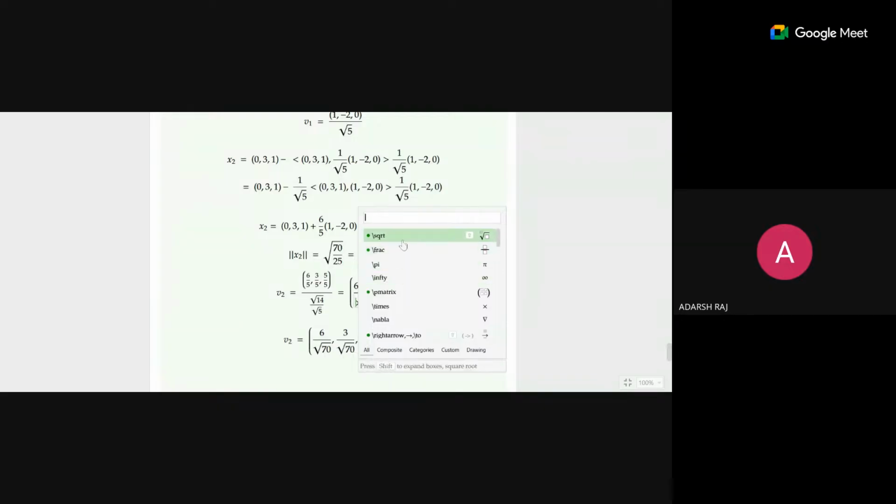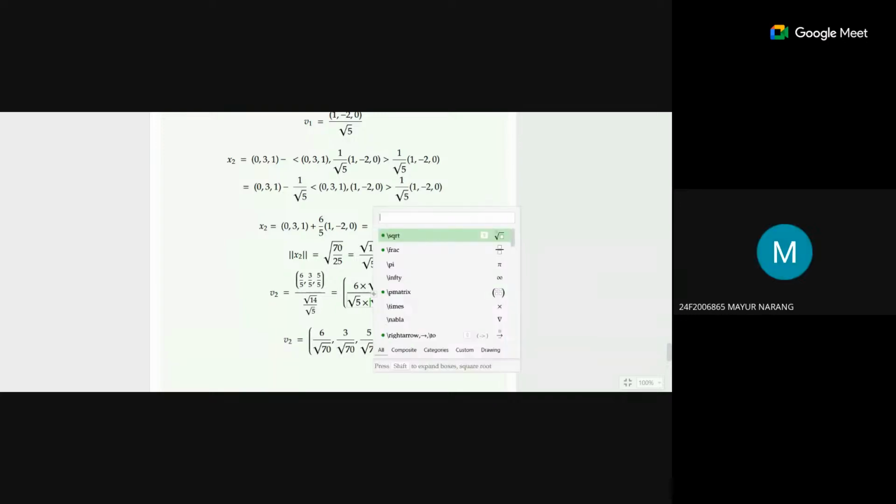So I'm just explaining why we get this 6 by under root of 70. Can I write root 5 times root 5 into 5, 70? Got it. And we can cancel this root 5 in the numerator against the denominator, and we can also take this 5 inside, this will become 70. Got this?